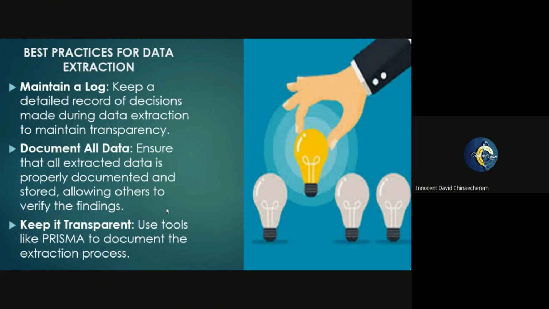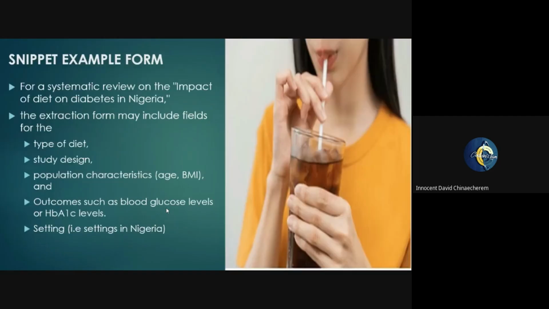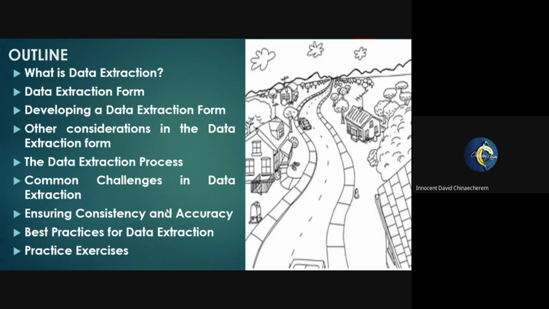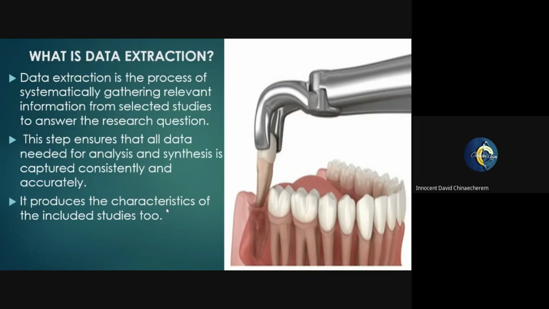Before we look at our exercises, I just have to take a rundown again on some of the things that I have done. We started by introducing that we'll talk about the data extraction form and the data extraction process, where I did a practical. We explained the data extraction form, developing the form, and other considerations, where we had to put in some of the characteristics that we want. We explained the entire data extraction process in our practical, and also looked at some of the common challenges in data extraction. We showed how you can ensure consistency and accuracy, and some of the best practices.